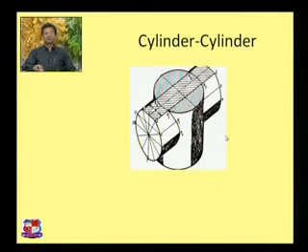This is the view of cylinder-cylinder intersection. When two cylinders intersect each other at right angles, and if we cut from the upper face like this, then its top view would appear like this, a circle and these straight lines. So this is the intersection of two cylinders, and this is the curve of intersection.